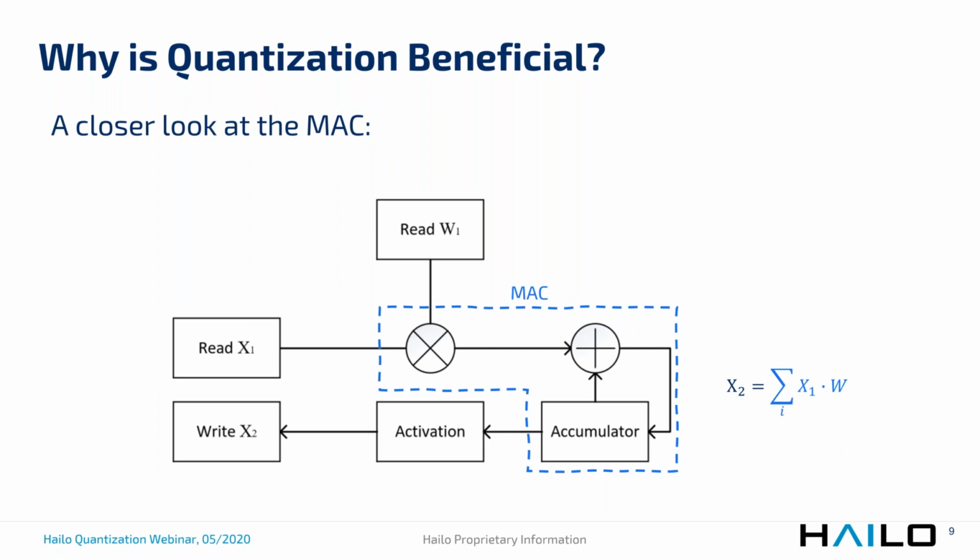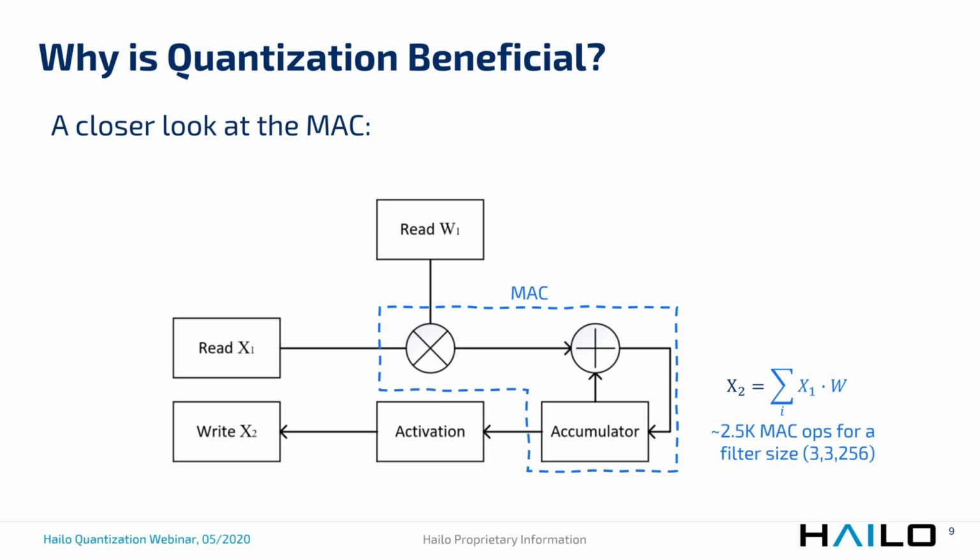Well, usually we have this very nice hardware unit, which we call a multiply and accumulate unit, or MAC, which in a single clock cycle is able to multiply two numbers and accumulate them, which is luckily exactly what we need in order to compute the output of each layer. And this operation happens a lot of times.